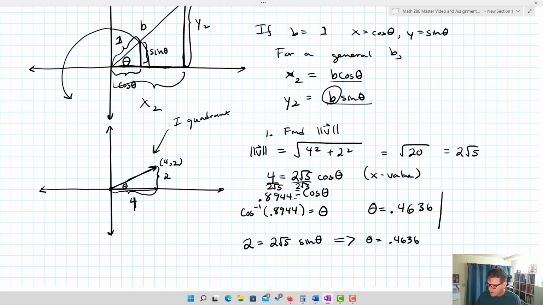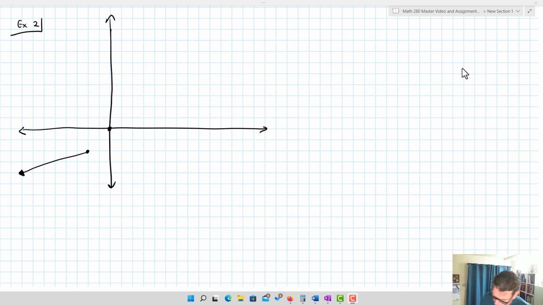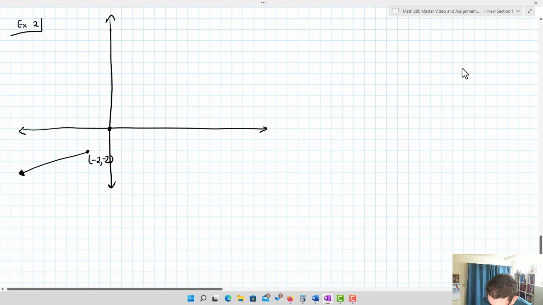Basically, you're going to figure out what the magnitude is, and then you'll figure out how long either x or y is, whatever that distance is, and then solve for theta. All right? Let's take a look at another example. In this example, we're going to go from (-2, -2) out to, and this is 2, 4, 6, 8, so that's (-8, -4).